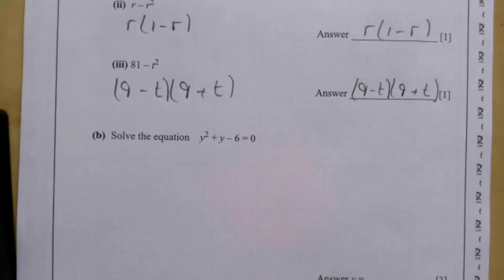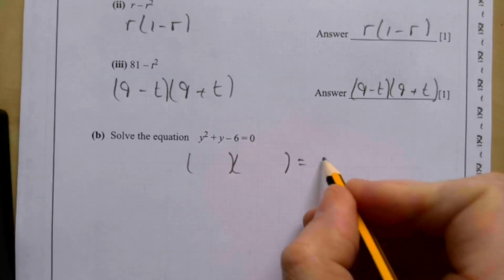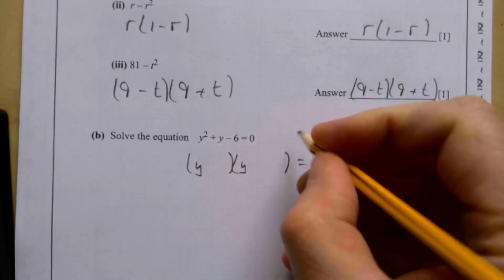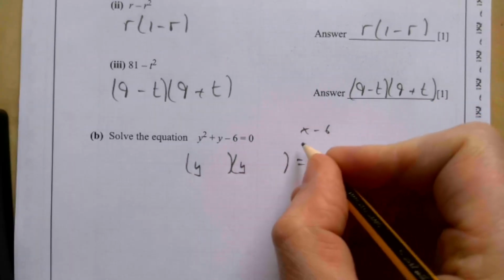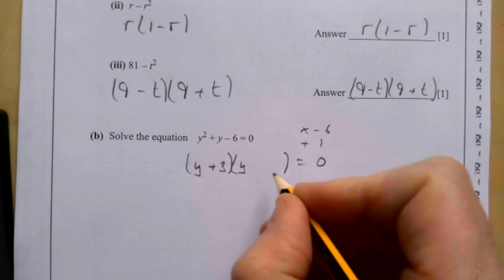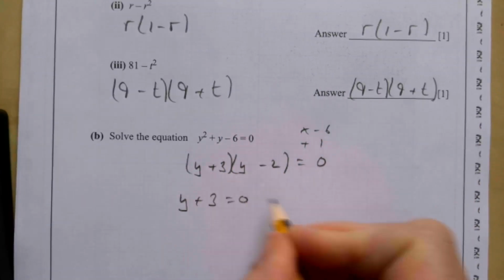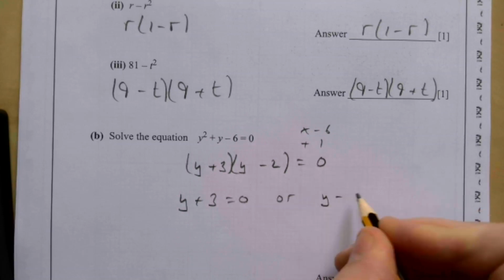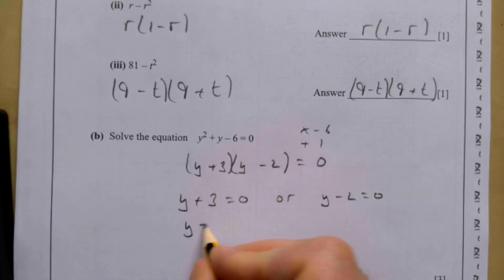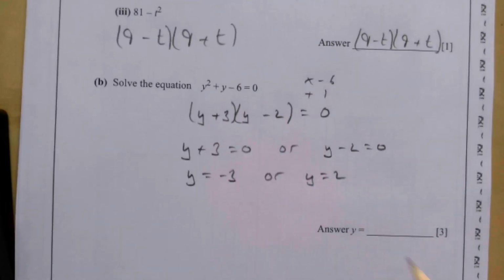Solve the equation y squared plus y minus 6 equals 0. A quadratic, you could use a formula if you wish. I'm going to factorise it. I'm looking for two numbers that multiply to give minus 6, and the same two numbers add to give me a 1. So they have to be plus 3 and minus 2. That means y plus 3 equals 0, or y minus 2 equals 0. That means y is minus 3, or y is 2.